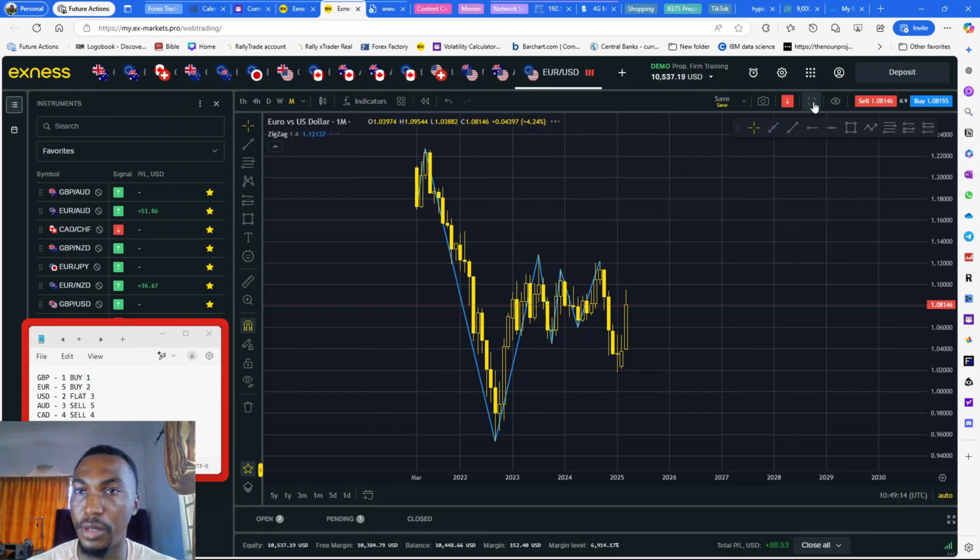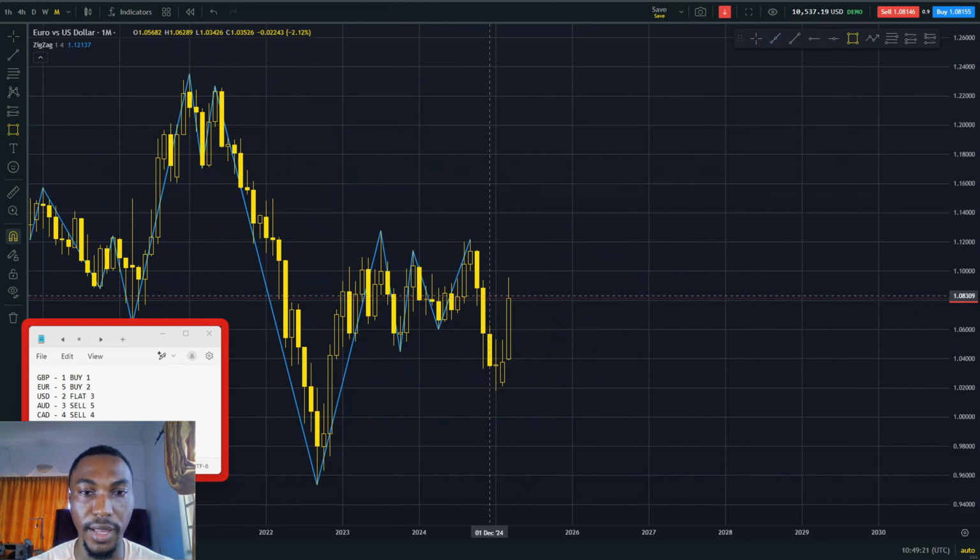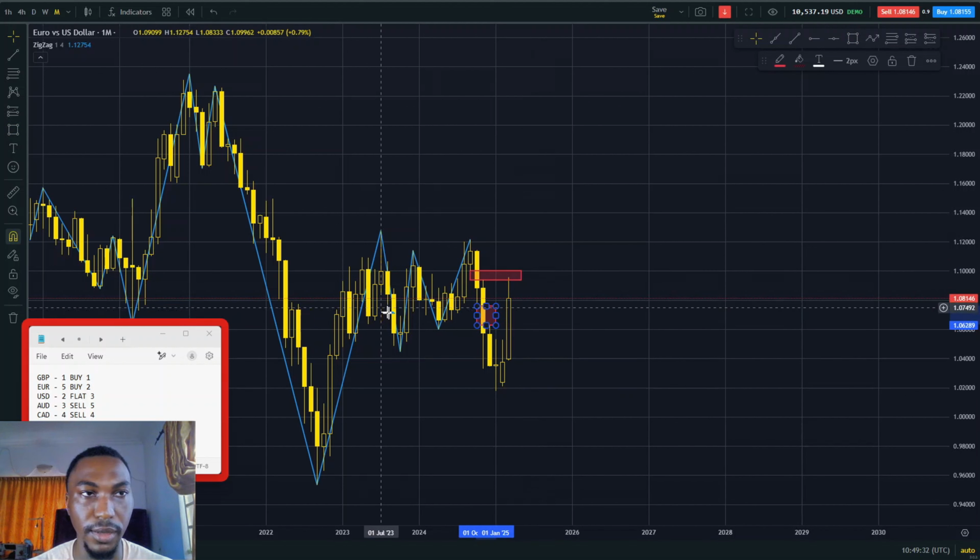I'm going to start by going into the monthly. Okay, in the monthly, I see a chaotic move right here. I'm seeing reasons to sell this market, strong reasons to sell. There's not enough reason to actually buy this market on the monthly technical analysis chart, right?